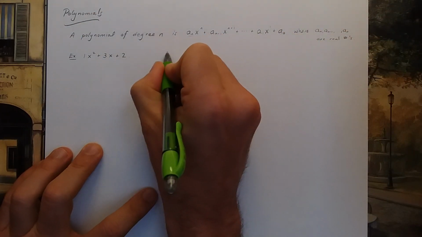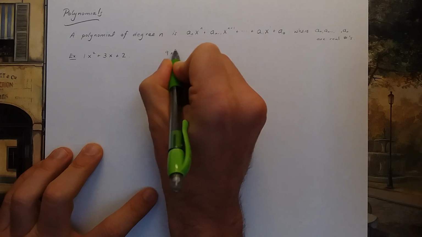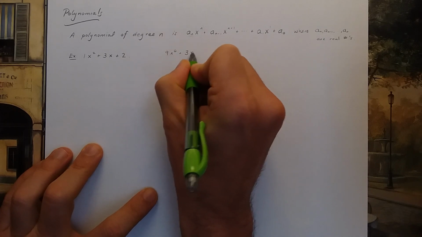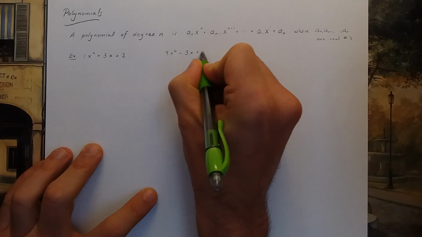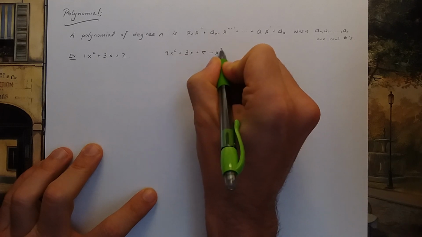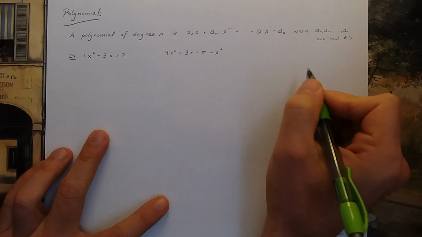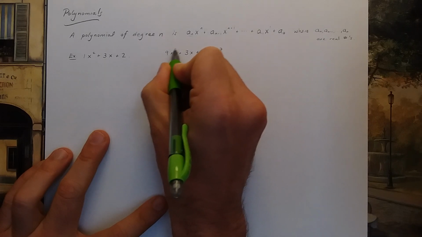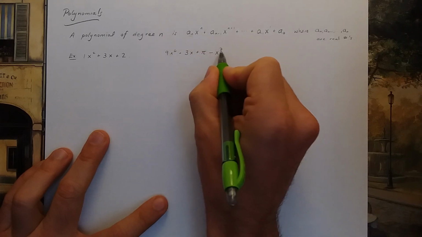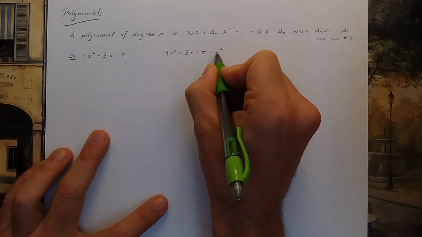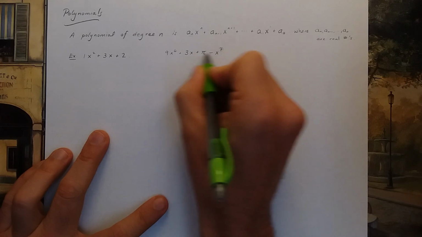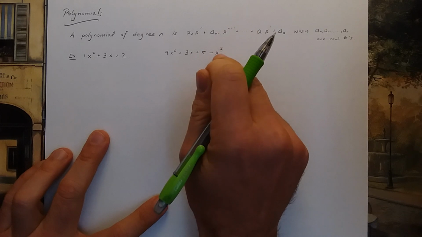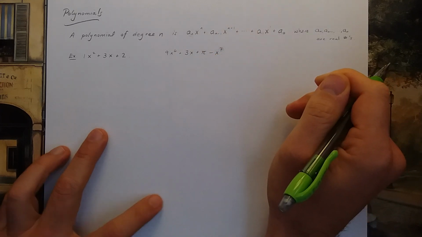Here's another polynomial. How about 9x to the 6th plus 3x plus pi minus x to the 7th. So I kind of tricked you on this one. You thought it was going to be degree 6, but it's actually degree 7 because at the end I decided to put an x to the 7th power. That's the highest exponent you see, so this is a degree 7 polynomial.